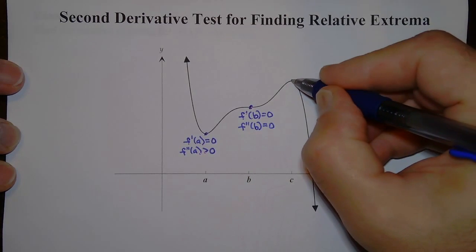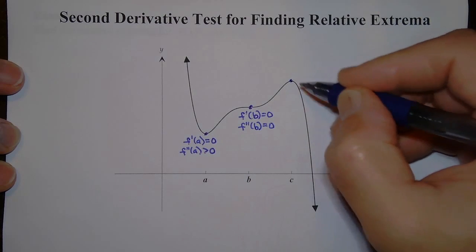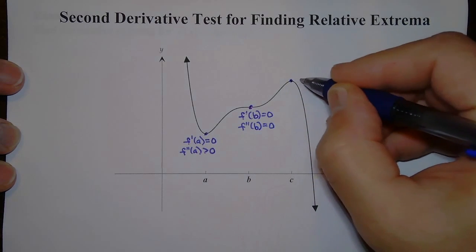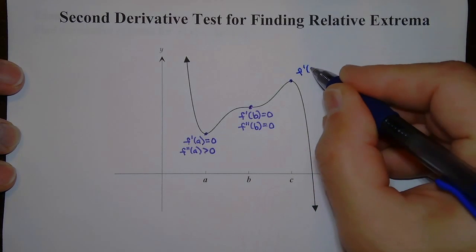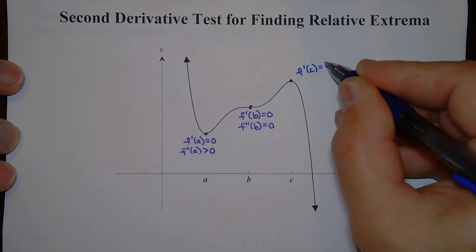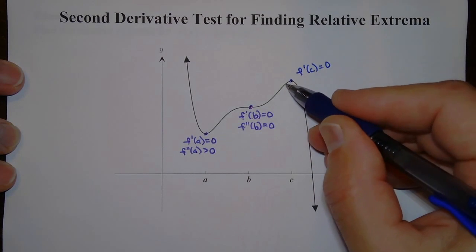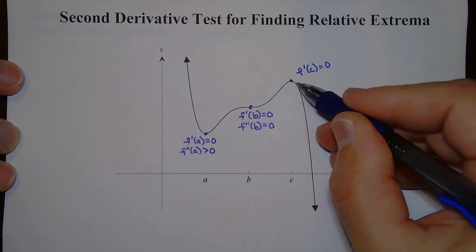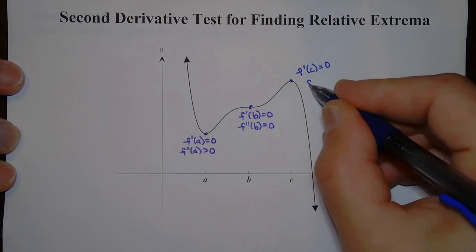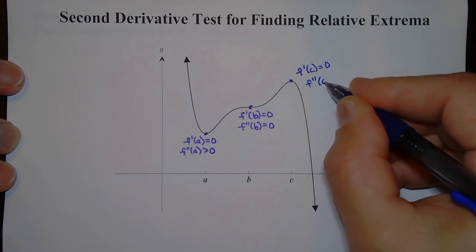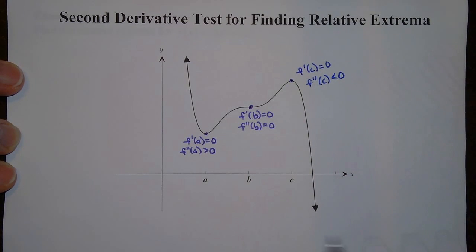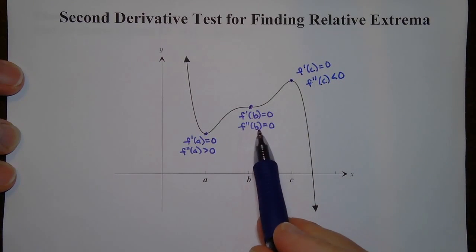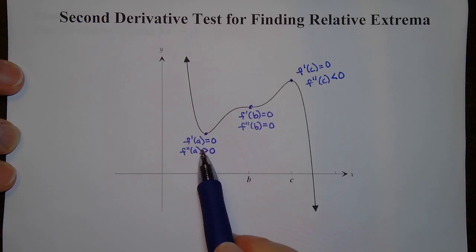And then at point C right here, there's another horizontal tangent. So f prime of C would equal 0. And we can tell that that point is in some interval in which the graph is concave down. So that would mean f double prime at C would have to be negative, or less than 0. Okay, so this really doesn't tell us anything about extrema, but this one does.